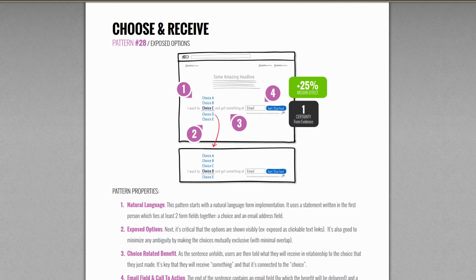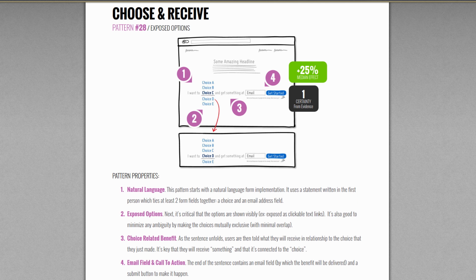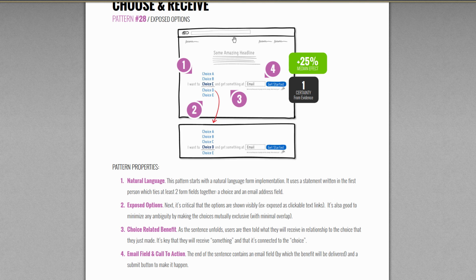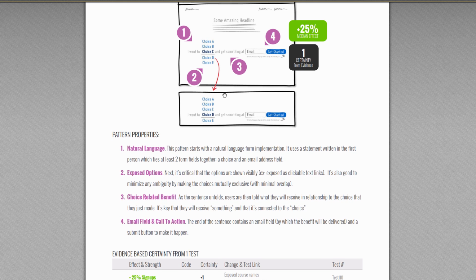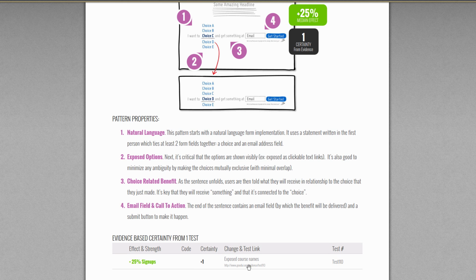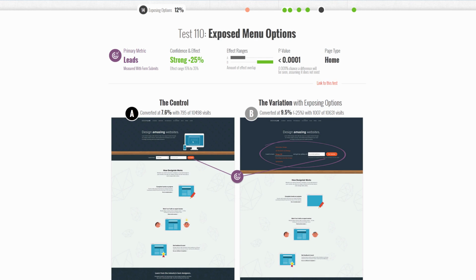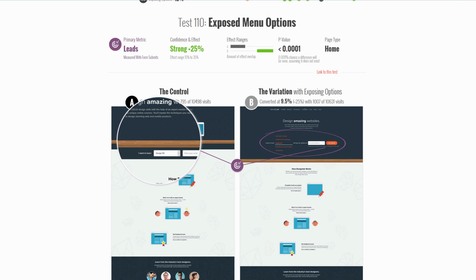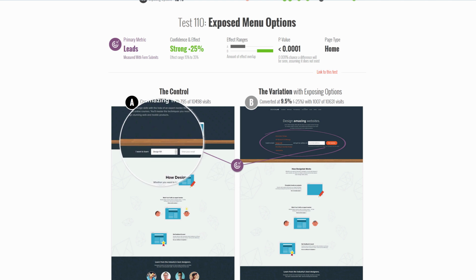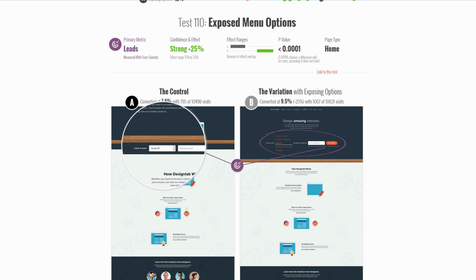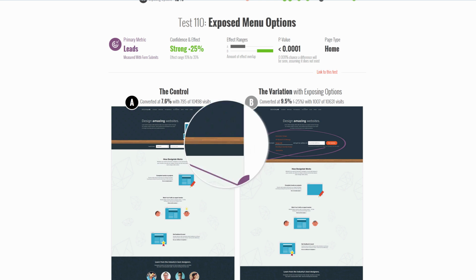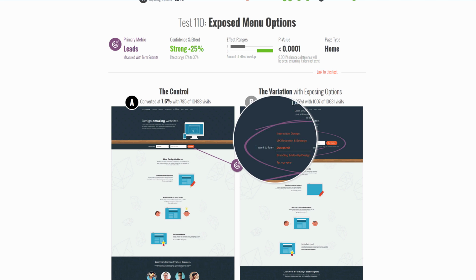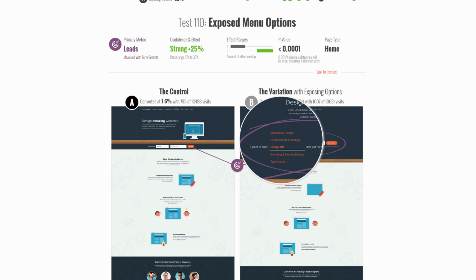This is the 28th pattern in Data Stories. This pattern is based on a single test that we recently ran with Design Lab, and was very, very successful in generating leads or signups. Actually, 25% more leads were generated here. And it's highly comparable to what Brennan has. They also have an autoresponder, and you make a choice, and then you get something by email. The changes that we did on this test were the exposing of the options.